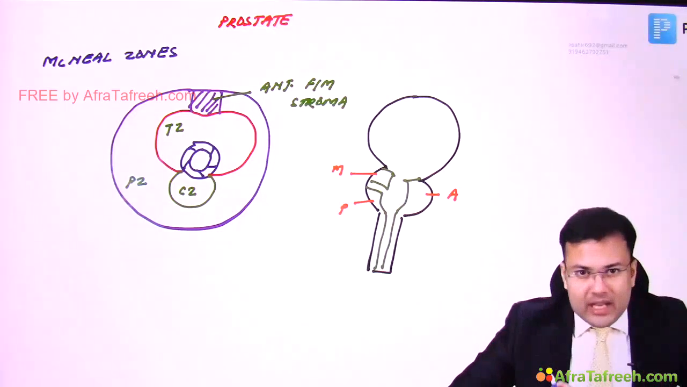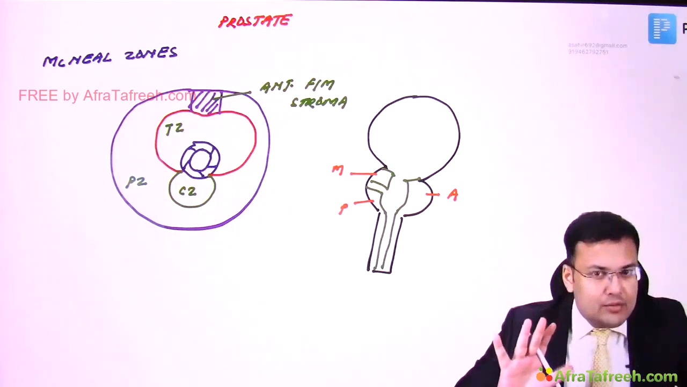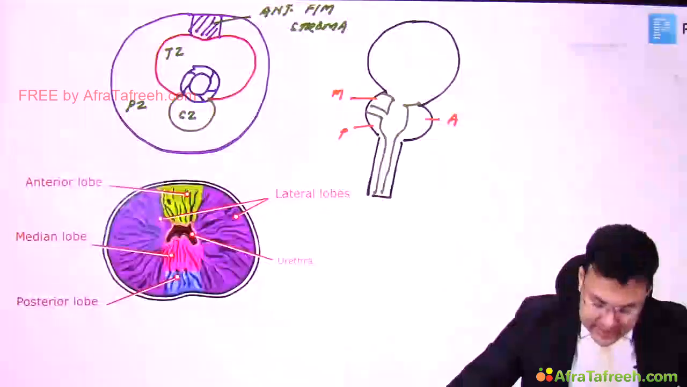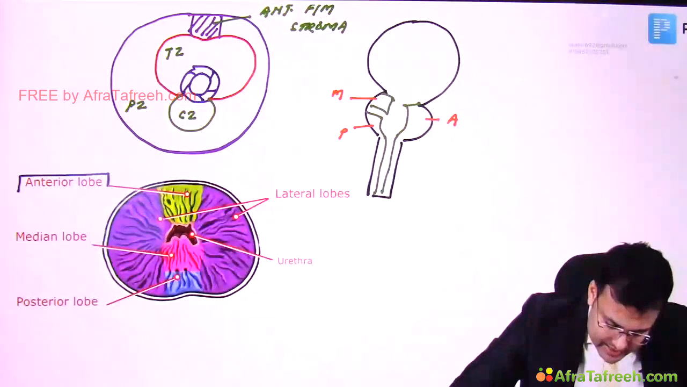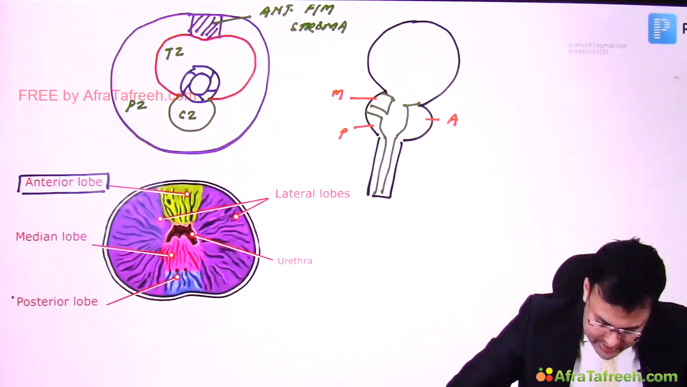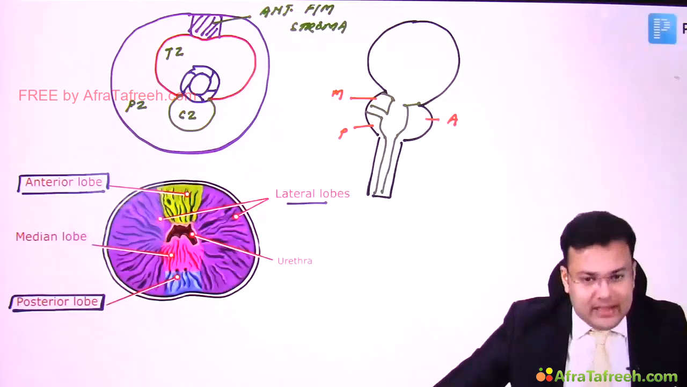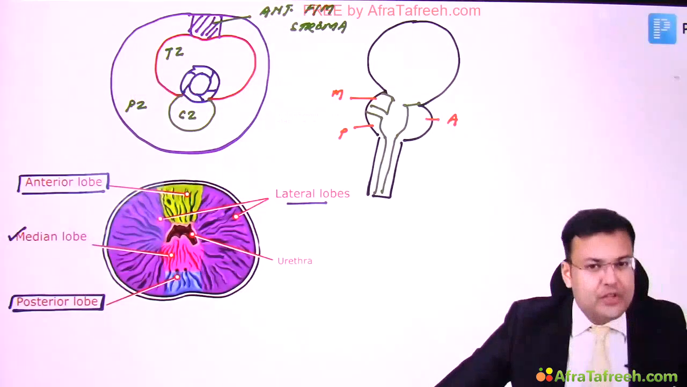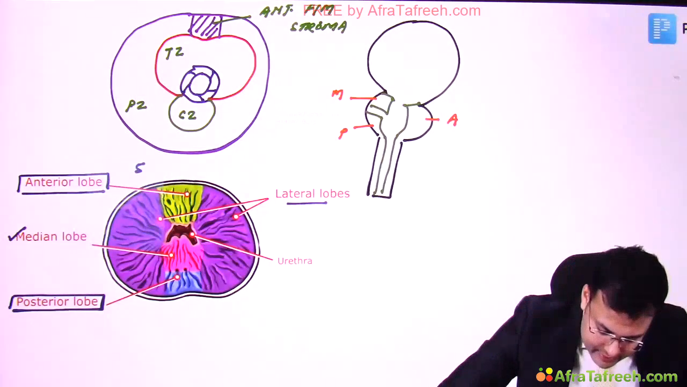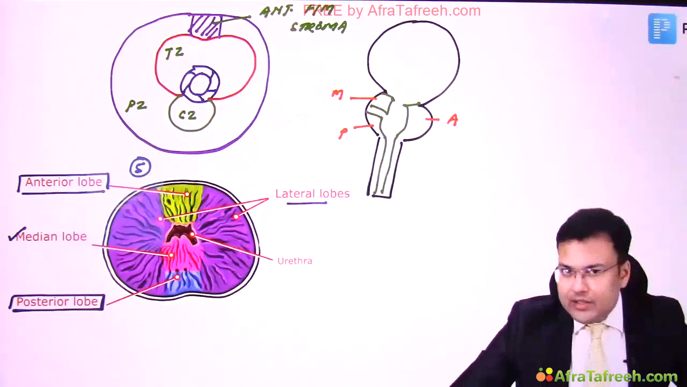So how many lobes are there in prostate? Total 5 lobes. Anteriorly there is anterior lobe, posteriorly there is posterior lobe, there are 2 lateral lobes, and there is median lobe. So there are 5 lobes in relation to prostate.